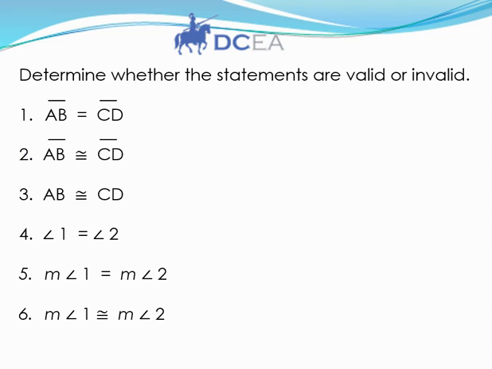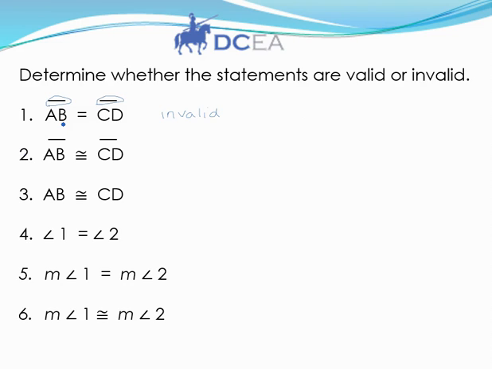Determine whether the statements are valid or invalid. Statement 1, AB equals CD. This statement is invalid. The reason it's invalid is because there is segment notation above these segments, and when we express equality, we don't use the line segments.